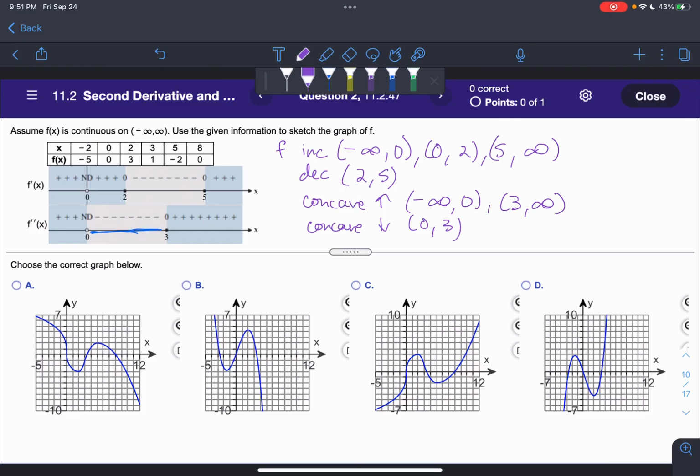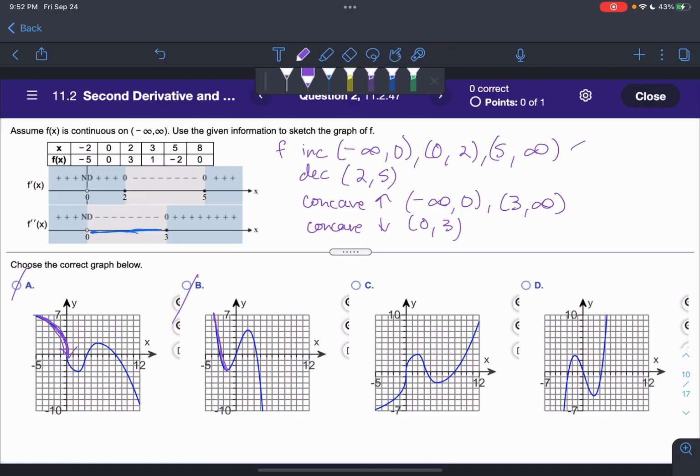So let's start with our first criteria. F is increasing from negative infinity to 0. So right off the bat, we're decreasing here from negative infinity to 0, so A is not it. Kind of the same reason for B. We have a decreasing function basically up until here, which does not match our description. So let's throw out B.